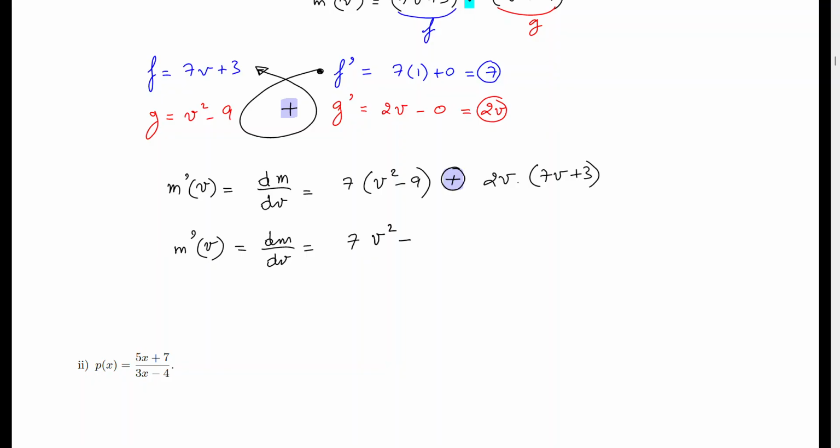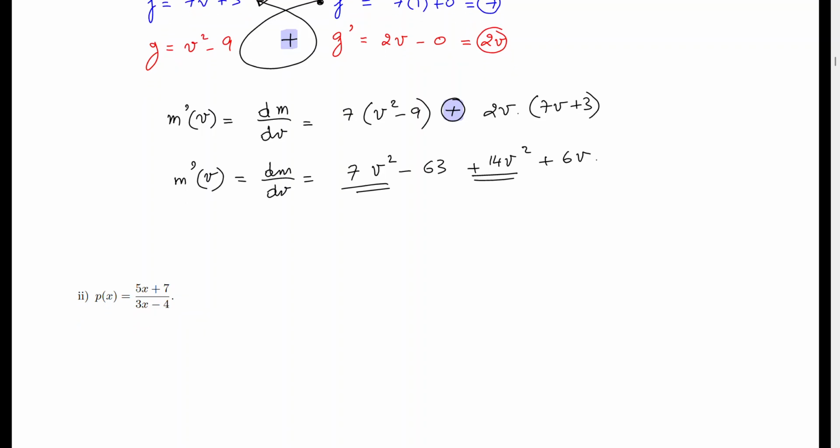7v squared, 7 times 9 is 63. 2v times 7v is going to be 14v squared. And finally, 2v times 3 is going to be just positive 6v. If I combine like terms, there's only two that can be added here, which are the 7v squared and the 14v squared. That gives me my derivative, dm over dv, which is the same thing as m prime, meaning the derivative of m. Well, it's going to be 21v squared plus 6v minus 63 at the end.